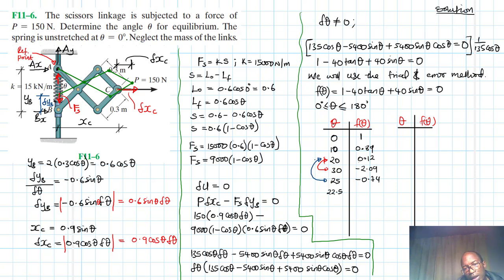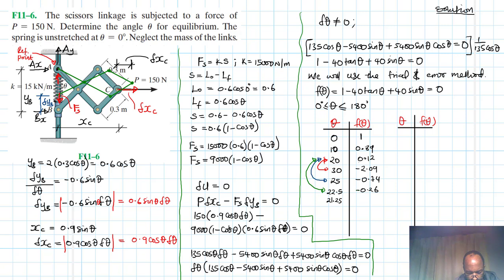All right, and then we plug it in. So we say 1 minus 40 tan 22.5 plus 40 sine 22.5. We are getting a minus 0.26. All right, again you use the same two values with the minimum values on both sides of the number line. Average of 20 and 22.5, 20 plus 22.5 divided by 2, we have 21.25.